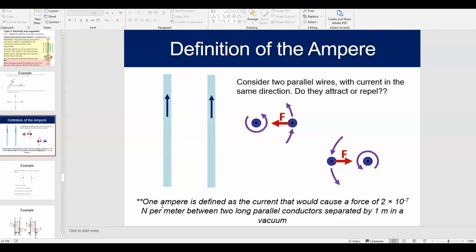In fact, that's actually how the ampere is defined. 1 ampere is defined as a current that would cause a force of 2 times 10 to the negative 7 newtons per meter between two long parallel conductors separated by 1 meter in a vacuum. And that was one of the original definitions of the ampere, which is an SI base unit. Don't ask why it's defined with that weird number. That's a different story, but there you go.